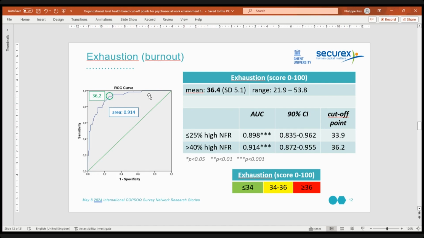One of the 190 corresponds with the cutoff point of 36.2. This point has been identified as the point with the highest sum of sensitivity and specificity. These are the corresponding cutoff points. To make it more practical, we rounded the cutoff points, saying when you have a value less than 34, you're a very good guy. If you have a value from 36 on, you're a very bad guy. In between is just yellow.